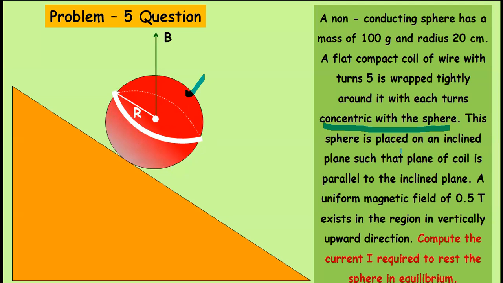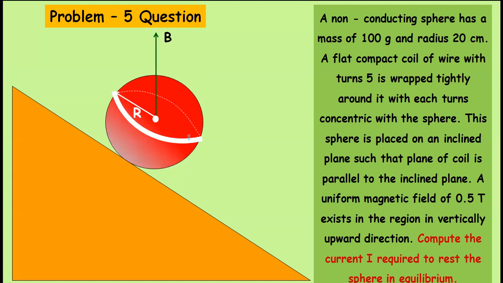Now this sphere is placed on an inclined plane. So we are placing the sphere on an inclined plane. We are applying a uniform magnetic field vertically upwards. So the strength of the magnetic field is given 0.5 Tesla. And compute the current I required to rest the sphere in equilibrium.